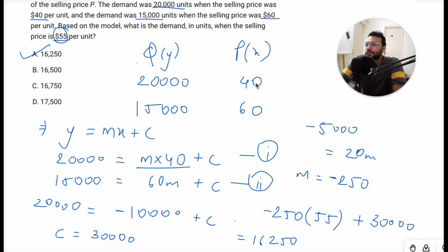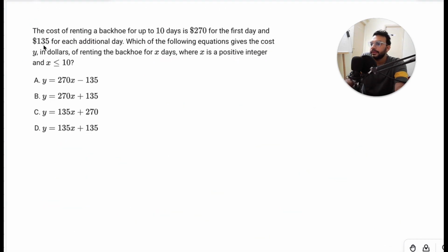Okay, let's go to the next one. The cost of renting a backhoe for up to 10 days is $270 for the first day and $135 for each additional day.